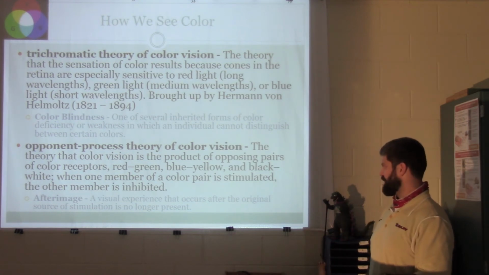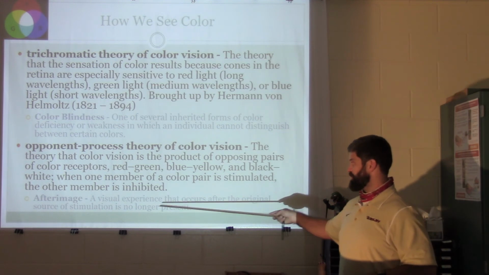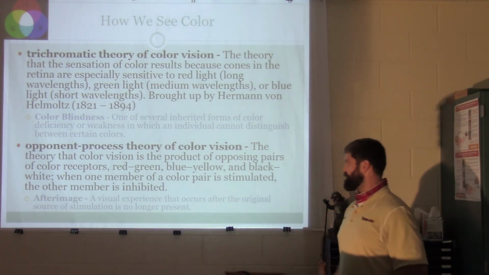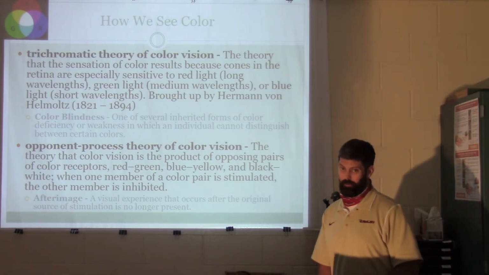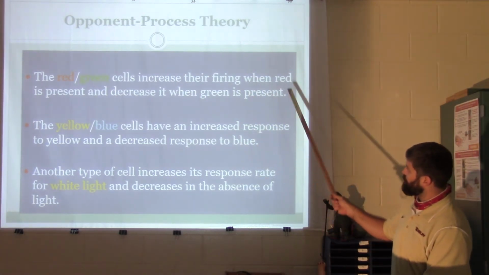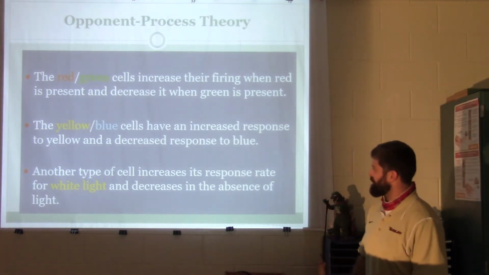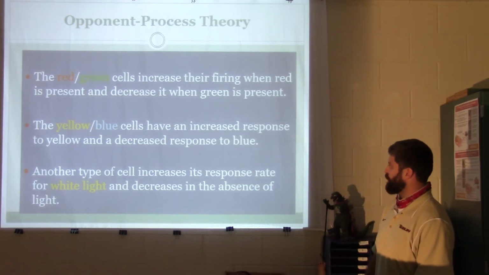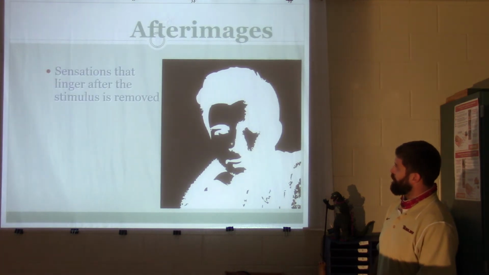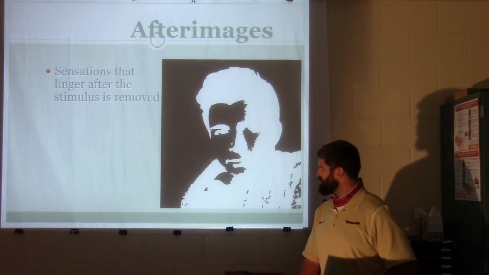Let's take a look at this, okay? An after image is what proves this. So a visual experience that occurs after the original source of stimulation is no longer present. We're going to mess around with that in a second. So here's the opponent process theory again. So red, green cells increase firing when red is present and decrease it when green is present. Same with yellow and blue. So let's look at what an after image is. It's a sensation that lingers after the stimulus is removed.